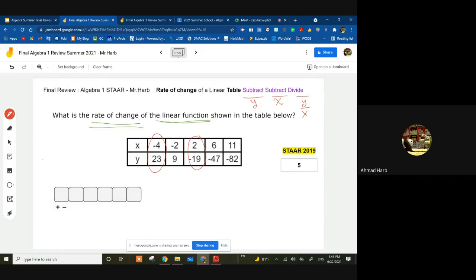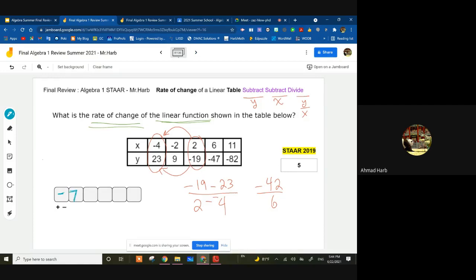So you're going to say negative 19 minus 23. Negative 19 minus 23, that gives you negative 42. And you're going to subtract the x's. What's 2 minus negative 4? 2 minus negative 4, that's equal to 6. So the answer is negative 42 divided by 6, and that gives you negative 7. So negative, you put it here, and that is 7 right there.